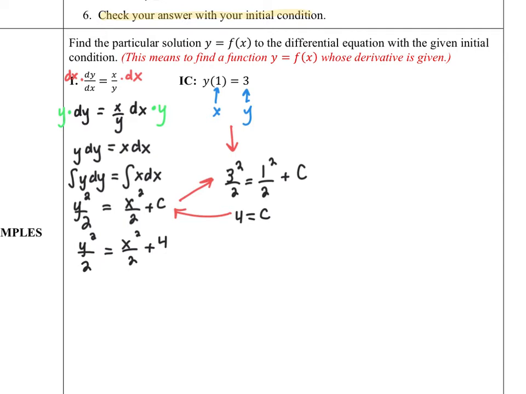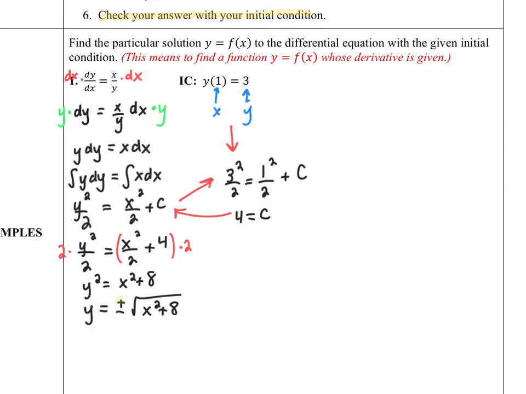For step number 5, I'm going to take this equation and solve it for y. Multiplying by 2 on both sides gives me y squared equals x squared plus 8. My next move is to take the square root of both sides, and I must take the plus or minus square root. So now what I have to do is make a choice.